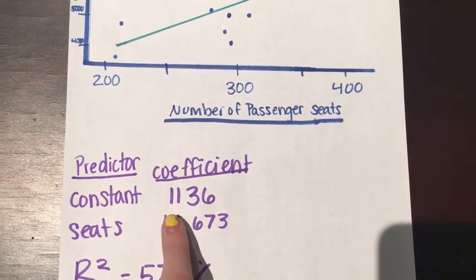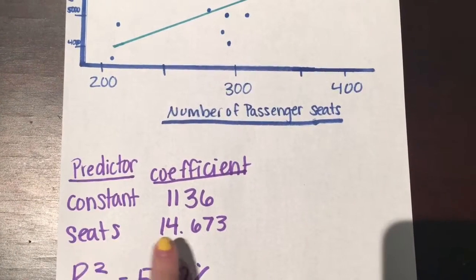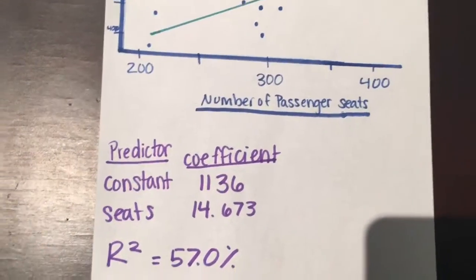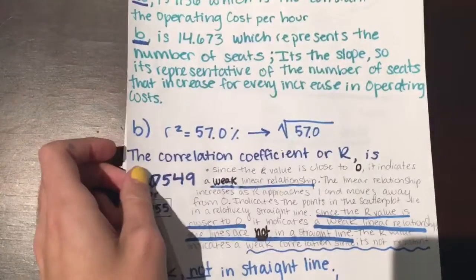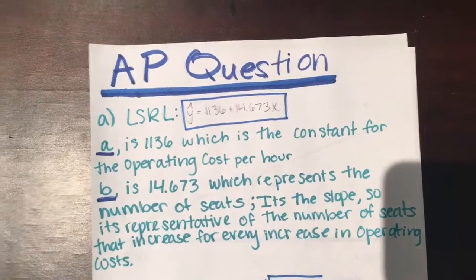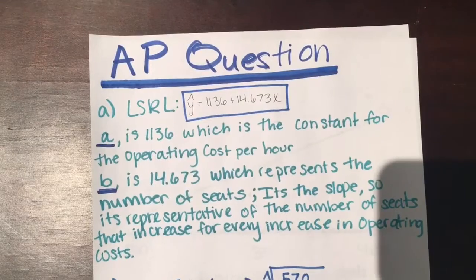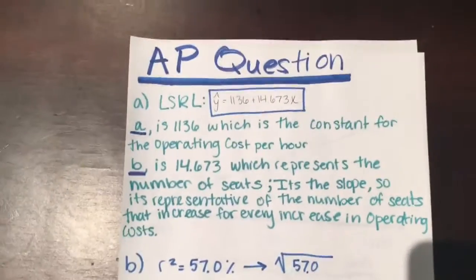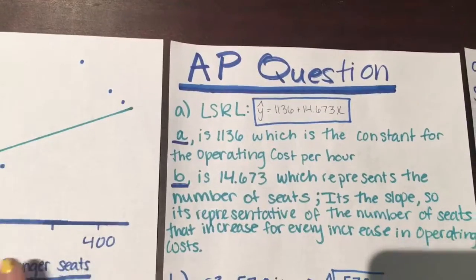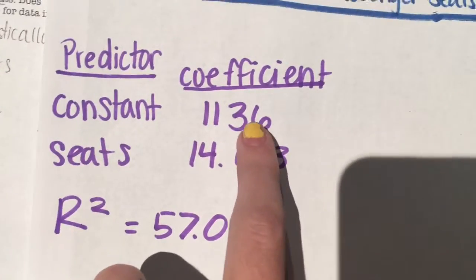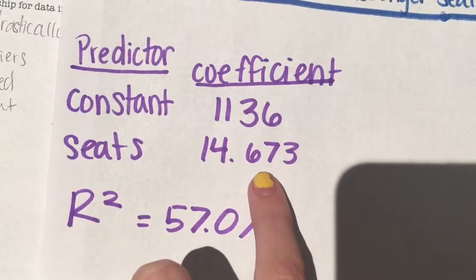And for the constant it was 1,136, and for seats it was 0.673. And part A asks, what is the equation of the least squares regression line that describes the relationship between operating cost per hour and number of passenger seats in the plane? Define any variables used in this equation. So they give us these two coefficients, and this would be a and this would be b.